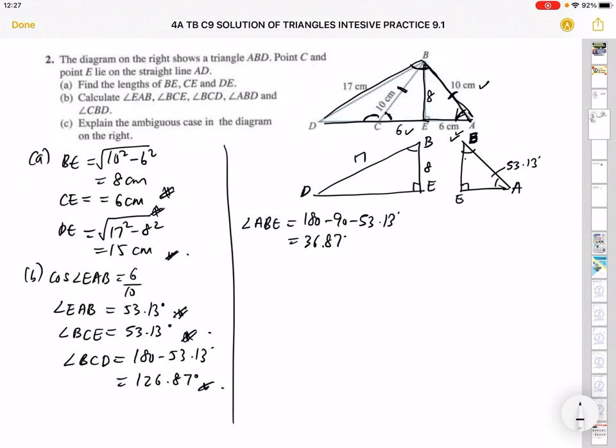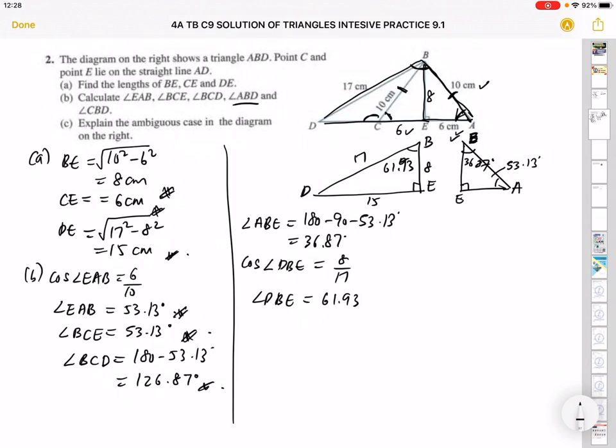Now if I know this is 36.87, I just have to add it with this angle here. And to find this angle, maybe I use cos again. Again, you can use sine, you can use tangent. I just use cos because I have 8 and 17 first, right? So cos angle DBE will be 8 over 17. DBE will give us 61.93. Now if I know this 61.93, we can add it up with 36.87 to get angle DBA or ABD.